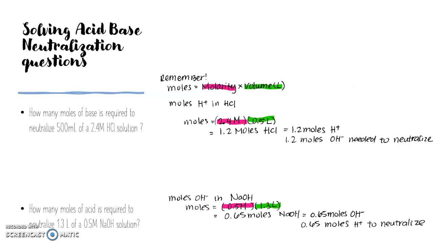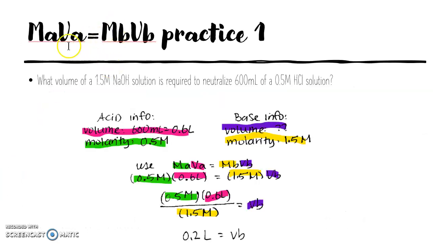And we can actually take that piece of information and solve another type of problem with it. So this is a new equation I'm going to introduce. Sometimes you'll hear it as MAVA = MBVB, but the MA means molarity of the acid. VA is the volume of the acid. We have molarity of base equals volume of the base.